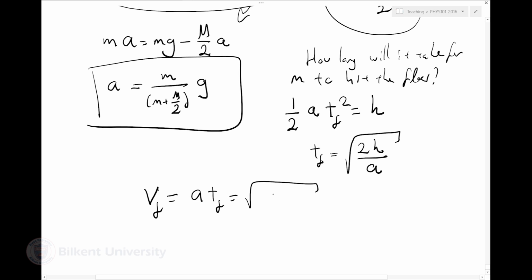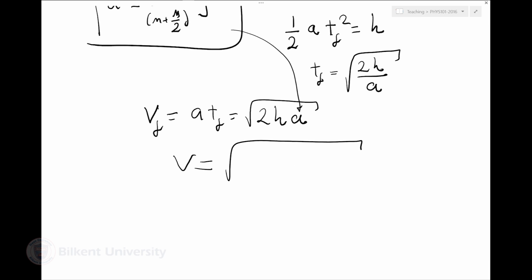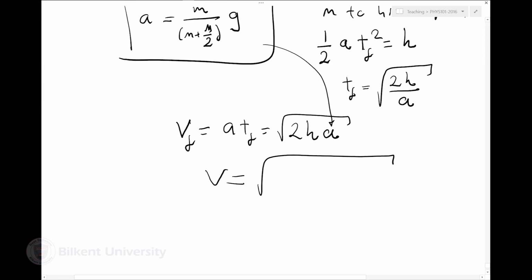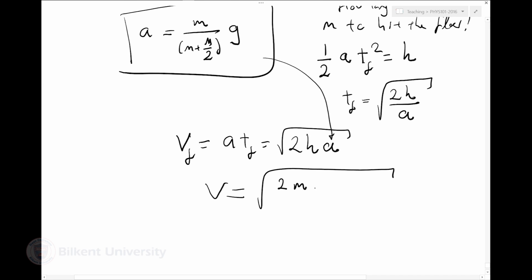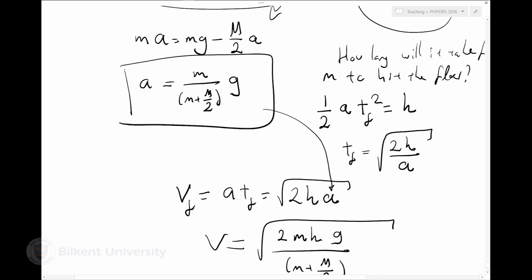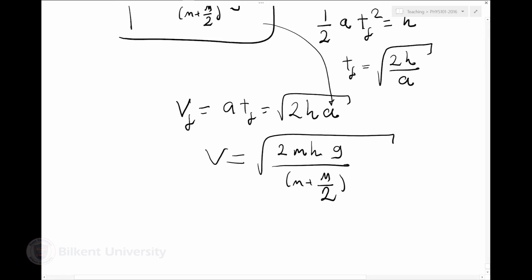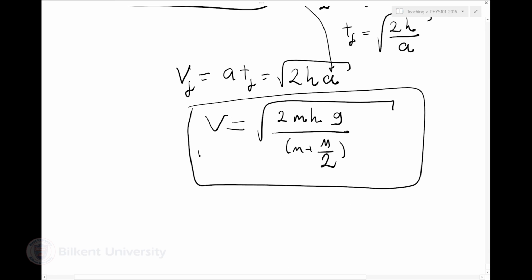Or in other words, it will be the square root of 2h times A. Now I can plug in what A is. I find 2 m h g divided by small m plus capital M over 2. So we found the same result. Okay? Which probably means it's correct. I'll not even bother to check the units.